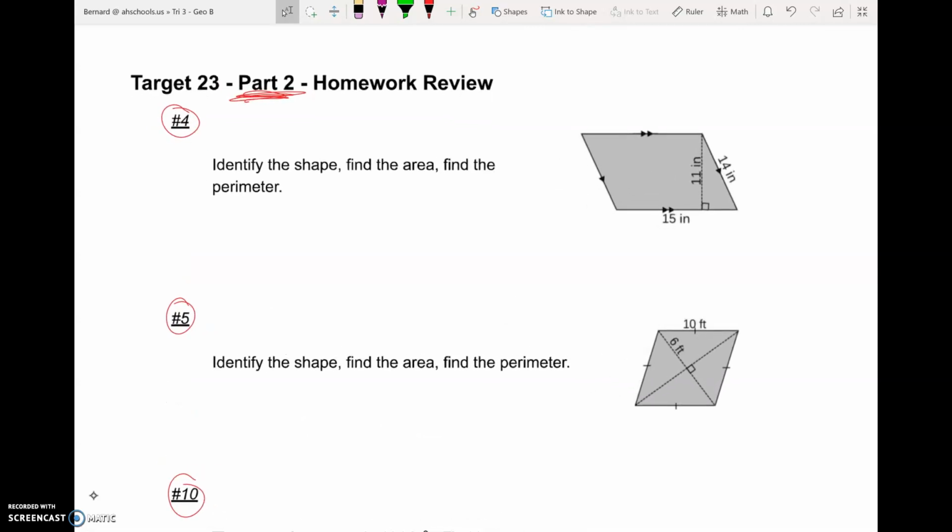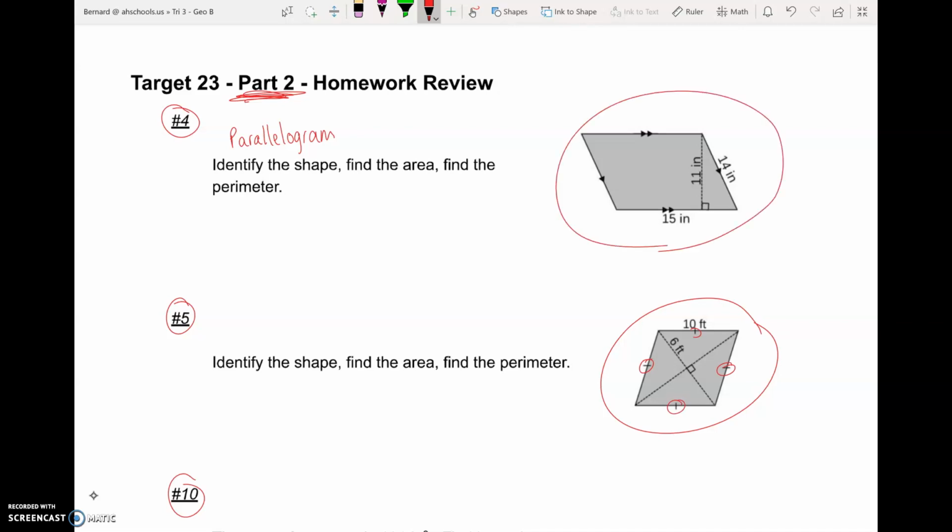So identify the shape, find the area, and find the perimeter. The shape in this one is a parallelogram, right? Our options were essentially parallelogram, rhombus, and square. I hope you can look at this shape and know it's not a square for sure. The reason we know it's a parallelogram rather than a rhombus is because if you look down at number 5, for example, see how all four sides are the same? That's a property of a rhombus. That is not happening here in number 4. So number 4 is obviously not a square and also not a rhombus because not all the sides are the same. So it's got to be a parallelogram.